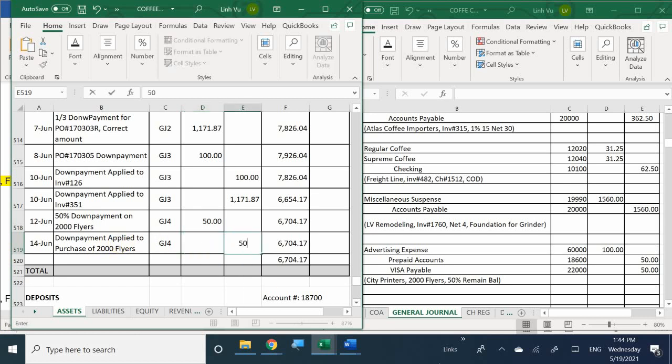But the idea is making sure that you understand every time we enter something, why are we entering it in there? Why are we creating a running balance? And making sure at least the ending part matches. So here you go. I applied my $50 to my invoice, so I credited my $50, and now I should be back down to a balance of $66.54 and 17 cents.